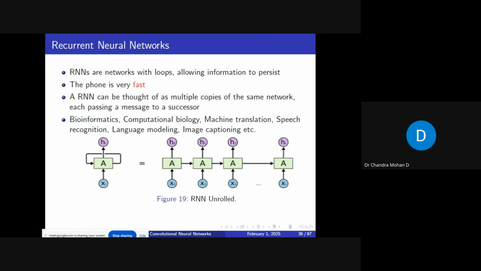What is a recurrent neural network? Recurrent neural networks work like a loop, allowing information to persist. It will remember information in that process. The phone is very fast. See, I told you, if it forgets about phone, predicting this word fast is very difficult. Actually, does it really predict the word fast? No. It will predict some numerical vector. From that numerical vector, we will decide the word fast.